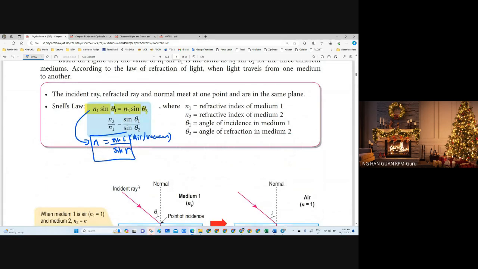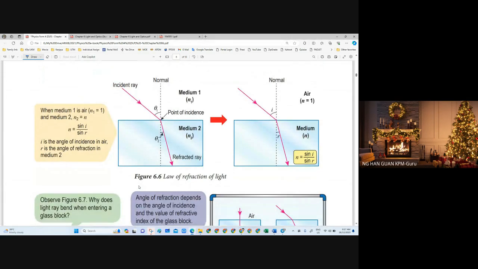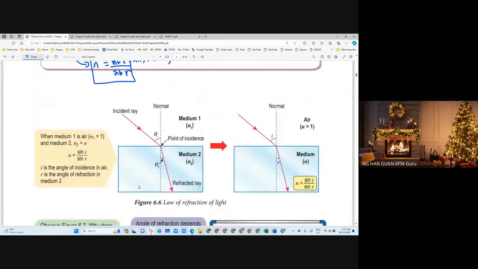Why does this formula have a special term and condition? Actually, it has already been explained. Where is it? It is already explained here, this one.